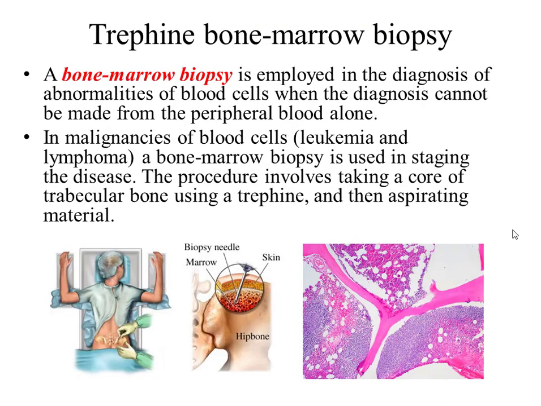Trephine bone marrow biopsy. A bone marrow biopsy is employed in the diagnosis of abnormalities of blood cells when the diagnosis cannot be made from the peripheral blood alone. In malignancies of the blood cells, leukemia, or lymphoma, a bone marrow biopsy is used in staging the disease. The procedure involves taking a core of the trabecular bone using a trephine and then aspirating the material.